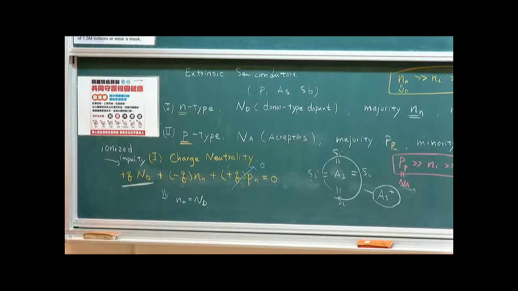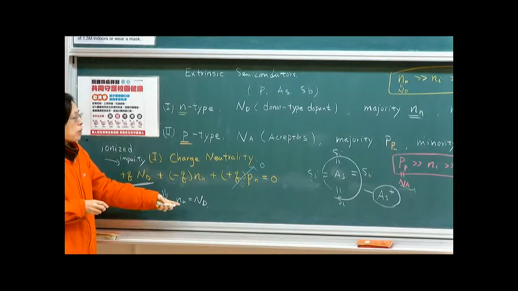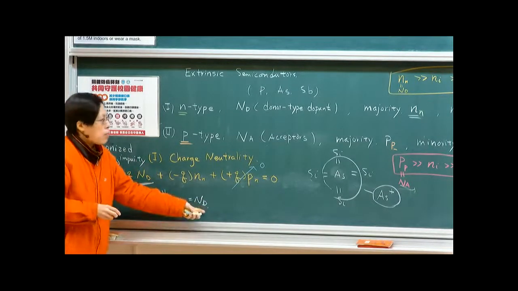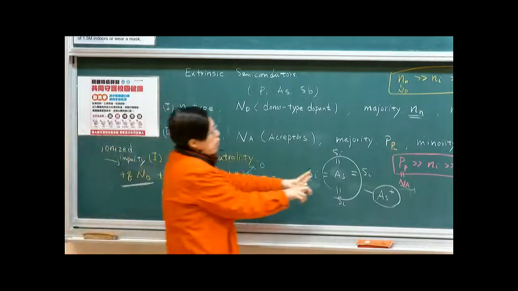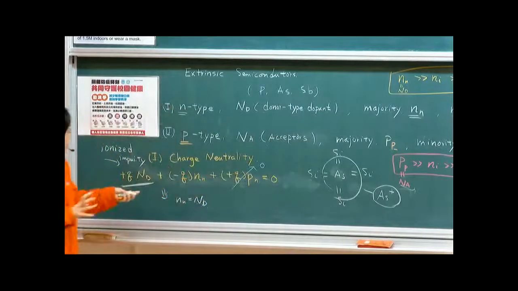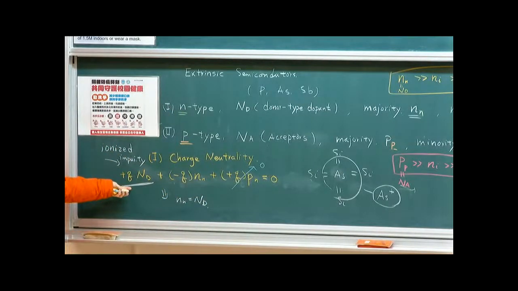That's how we conclude our majority carrier is dominated by the amount of ionized impurity, which is one by one. One donor, and the electrons mainly come from these donors.